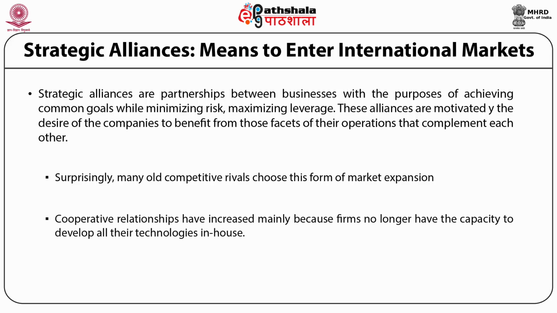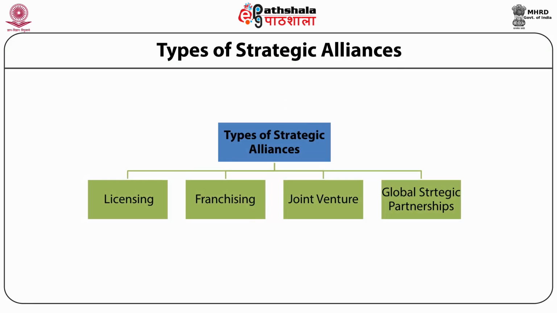Cooperative relationships have increased mainly because firms no longer have the capacity to develop all the technologies in-house. Students, there are various types of strategic alliances. These could be licensing, a strategic alliance in the form of franchising, a strategic alliance in the form of joint venture, or a strategic alliance in the form of a global strategic partnership. Some of these have been discussed in the diversification strategies lessons.